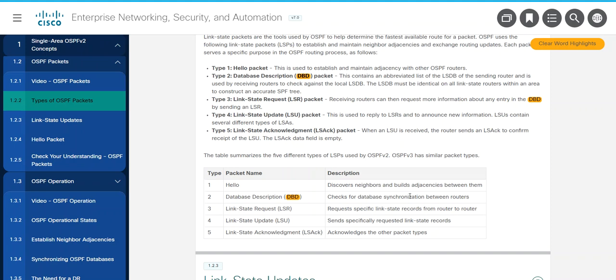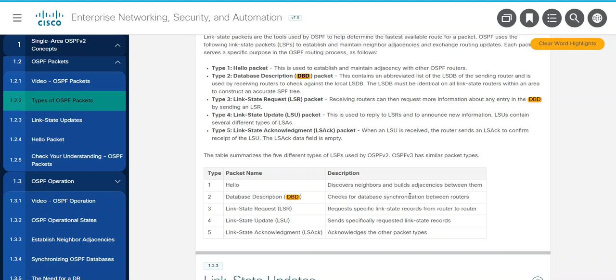It could be drag and drop. It could be multiple choice. It could be any number of ways. But you'll want to know your packet types. So type 1 is your hello packets. This is used for adjacency or building your neighbors, discovering who your neighbors are.